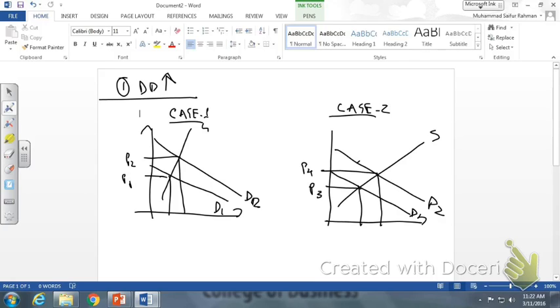Okay, so 2 different cases, the same increase in demand from D1 to D2, but different changes in price: P1 to P2, and P3 to P4. Now, where do you think price has gone up more? In order to avoid confusion, let's remember that P1 and P3 are the same, so that we don't get confused. Are we all clear on that? In one case, price went from P1 to P2. In the other case, price went up from P1 to P4. Why do you think price went up more?